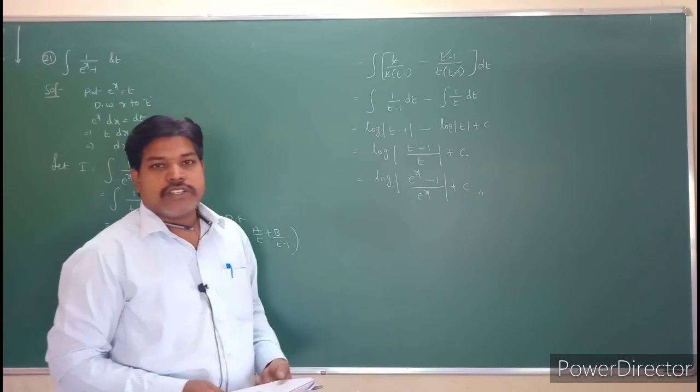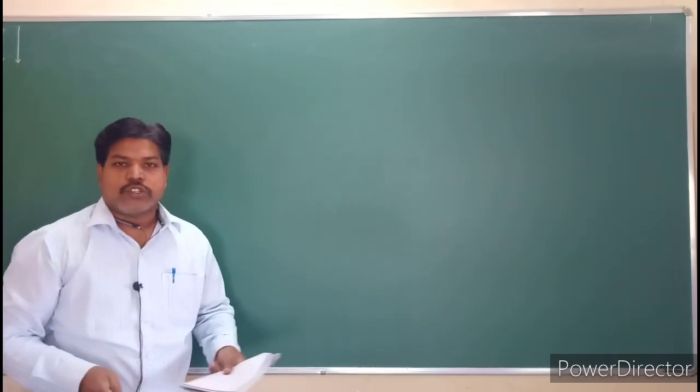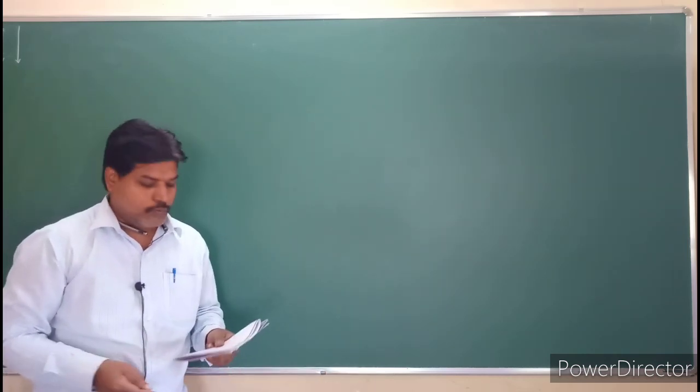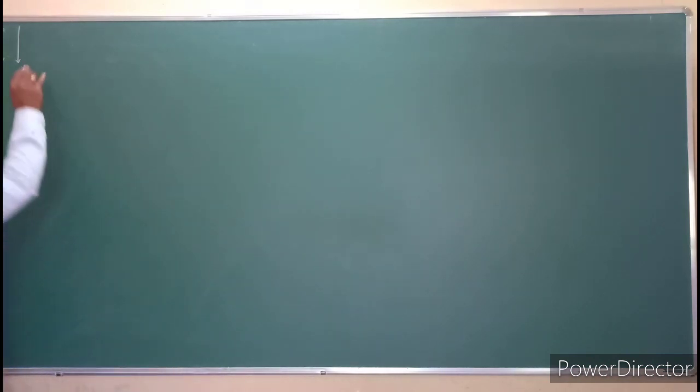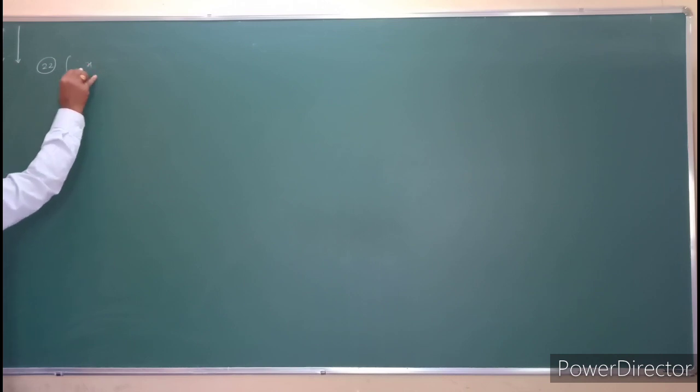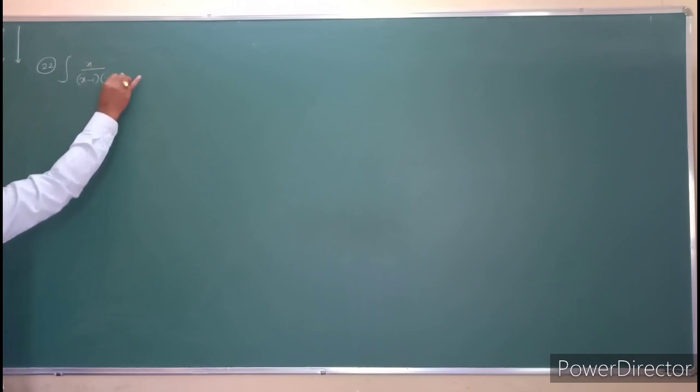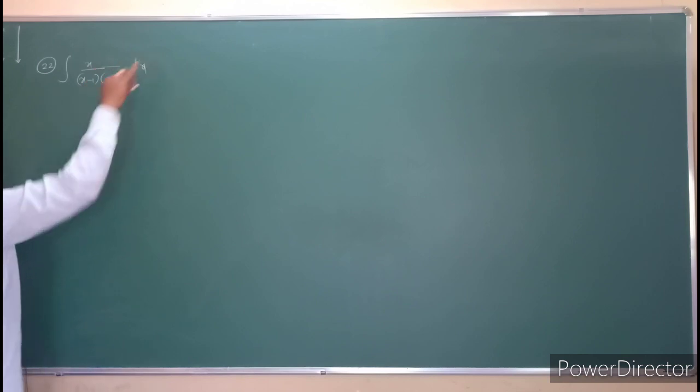So see that question, students. Next question. See the next question. Next question number 22. So see that question, students. So easy question. Objective question: integral of x by x minus 1 into x minus 2 into dx.